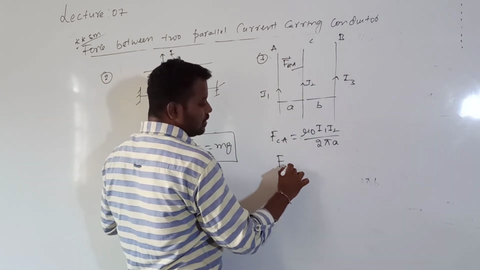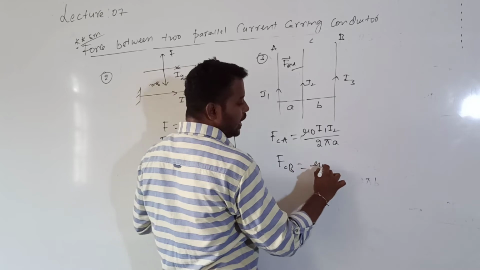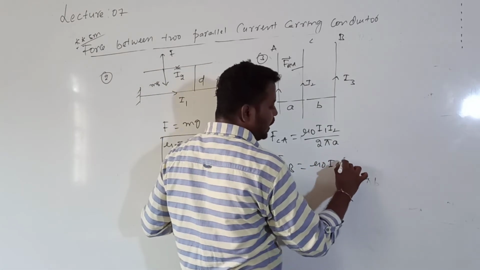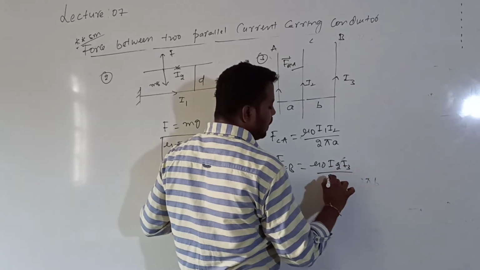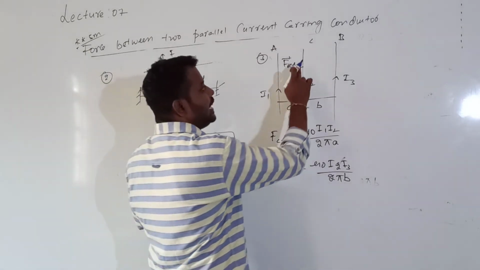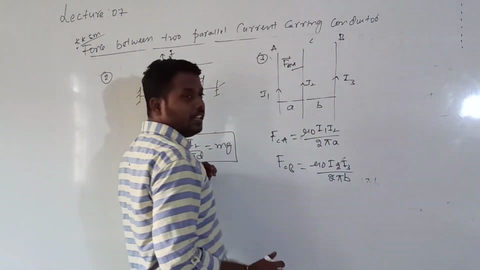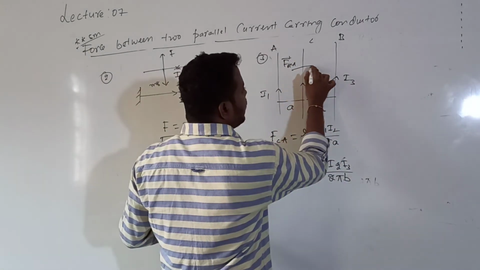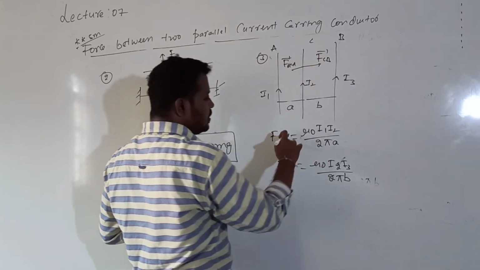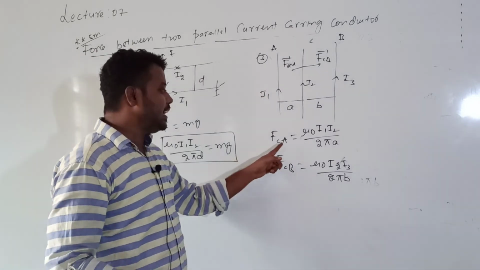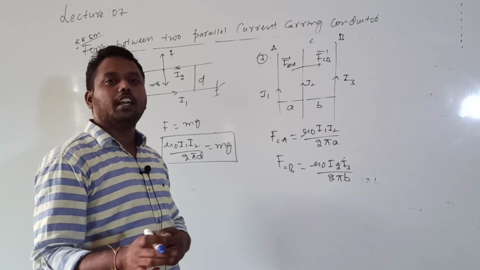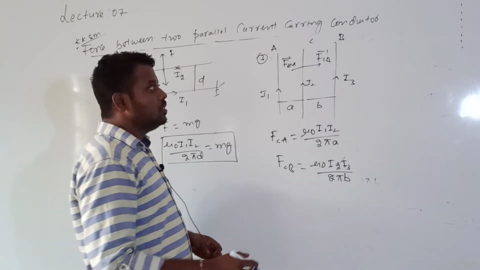Similarly, the force acting on C due to the conductor B is given by mu naught into I1, mu naught into I2 into I3 divided by 2 into pi into B. Since C and B are both carrying the current in the same direction, C also will be attracted towards B. So FCA and FCB are opposite in direction, but you cannot tell whether both are equal in magnitude. So then what happens?